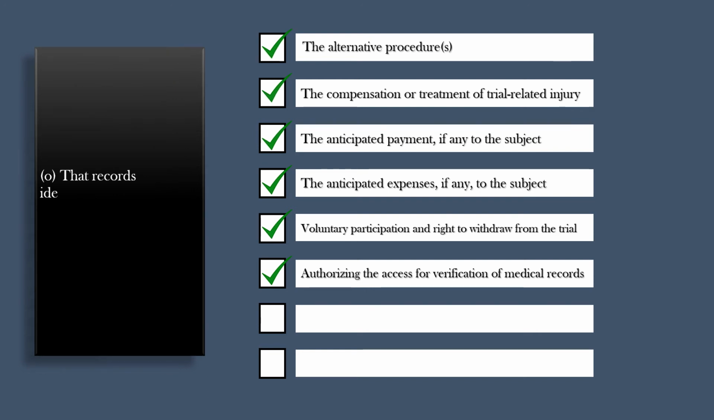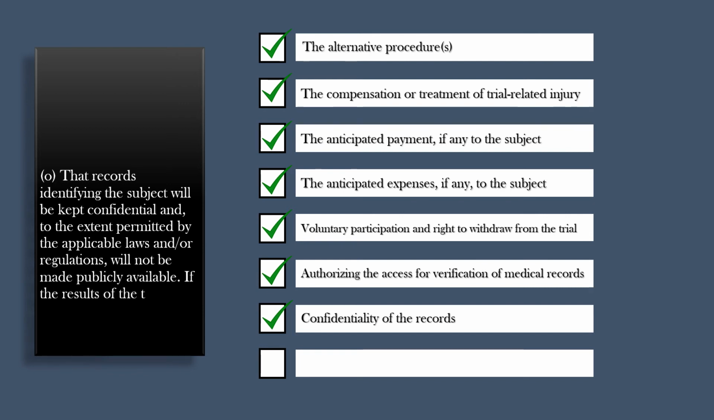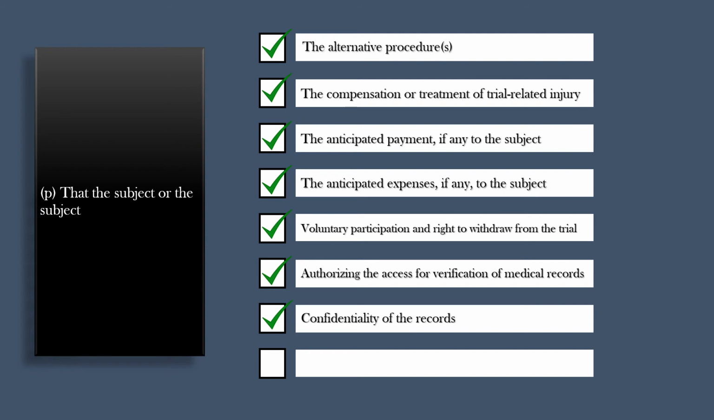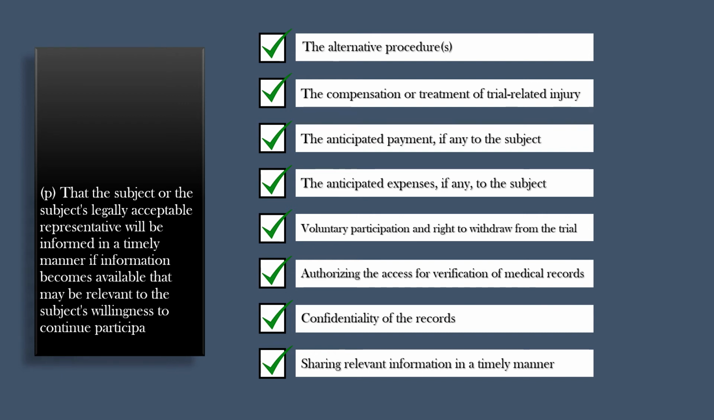That records identifying the subject will be kept confidential and, to the extent permitted by the applicable laws and/or regulations, will not be made publicly available. If the results of the trial are published, the subject's identity will remain confidential. That the subject or the subject's legally acceptable representative will be informed in a timely manner if information becomes available that may be relevant to the subject's willingness to continue participation in the trial.